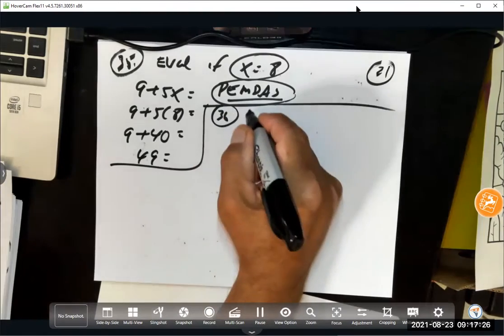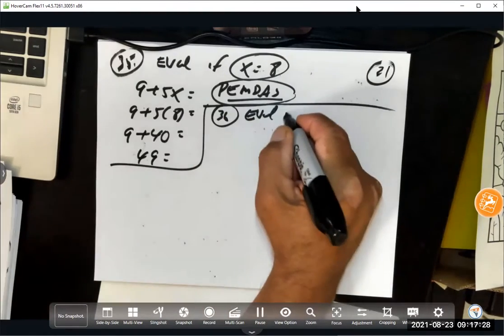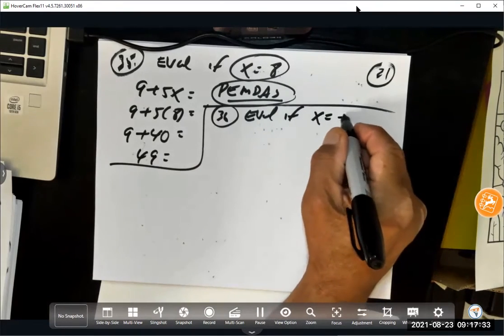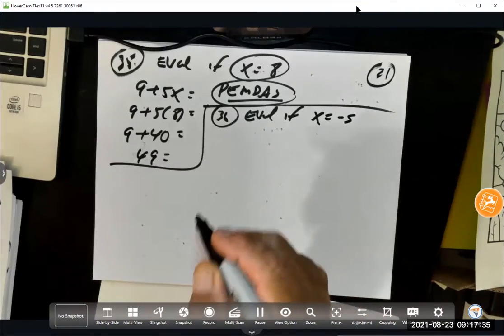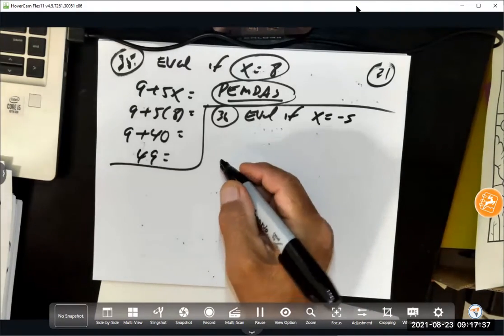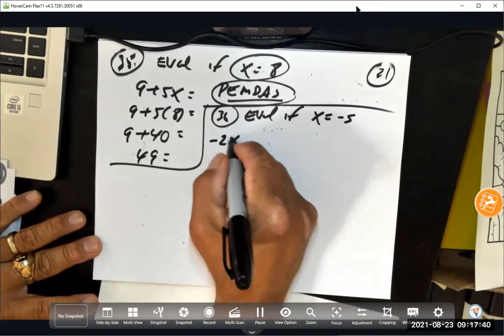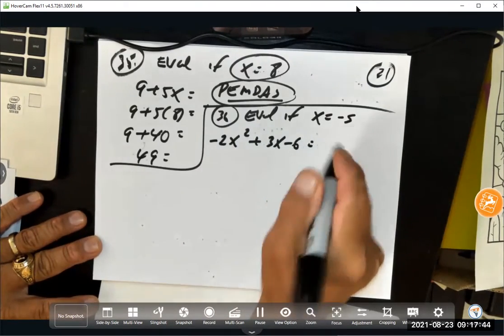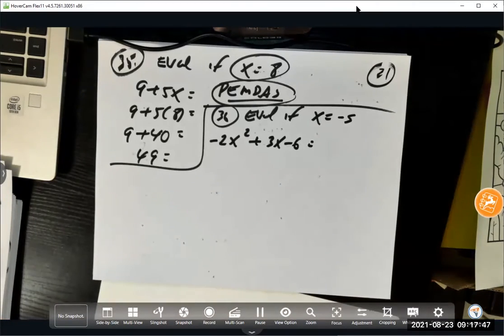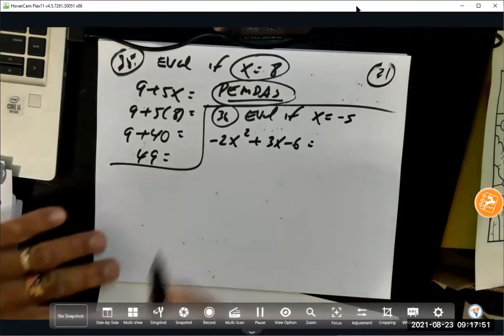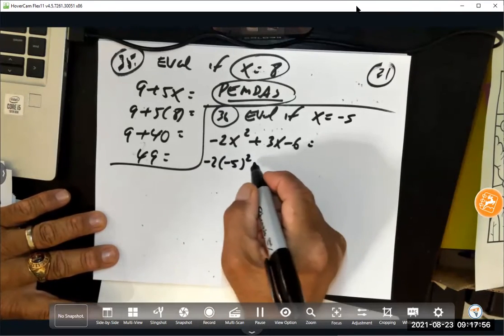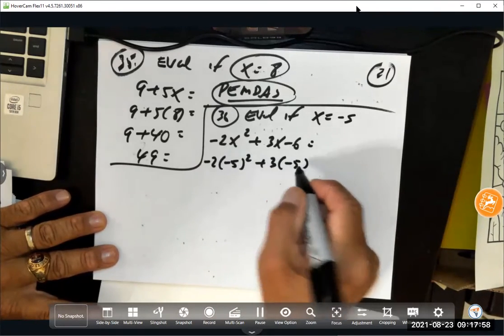Make it a little bit harder. Evaluate if x is -5. And the formula is going to be, let's say, -2x squared plus 3x minus 6. There's my formula. So wherever there's an x, I'm just going to put that number in there. You ready? So -2 times -5 squared plus 3 times -5 minus 6.